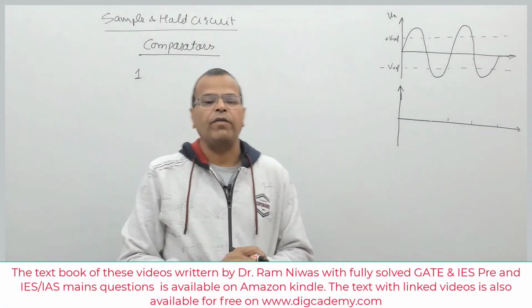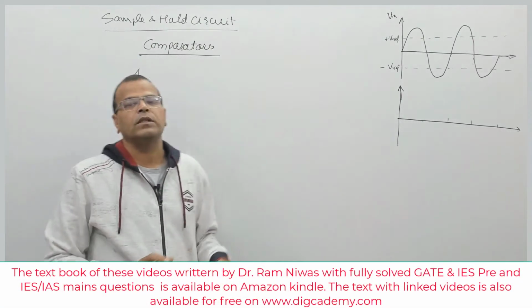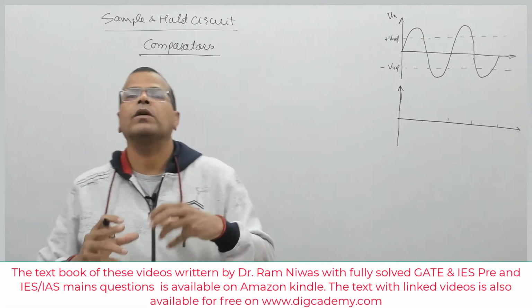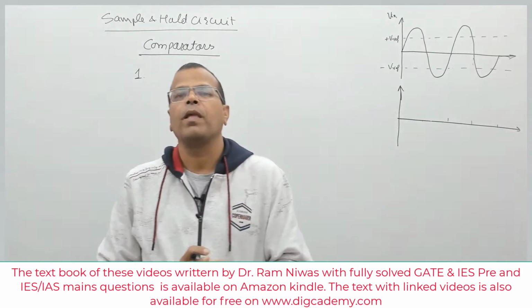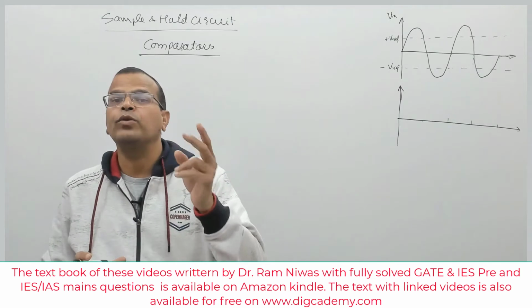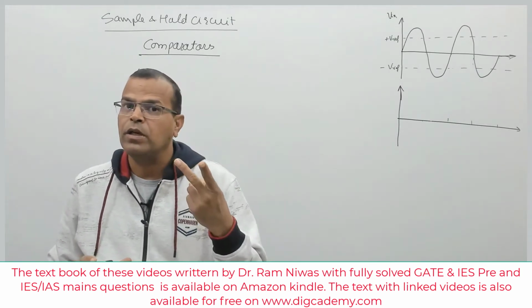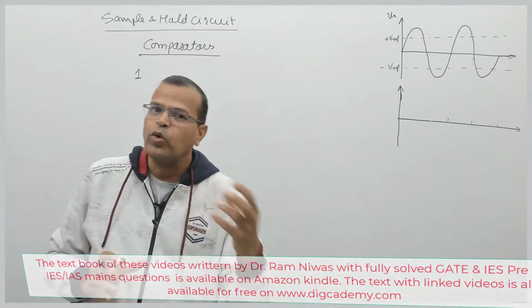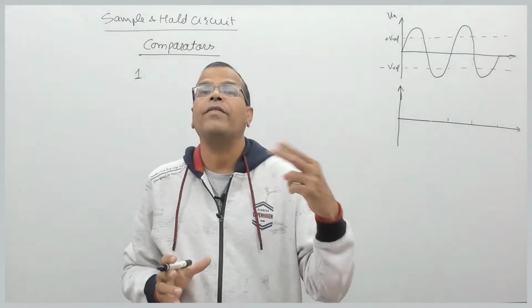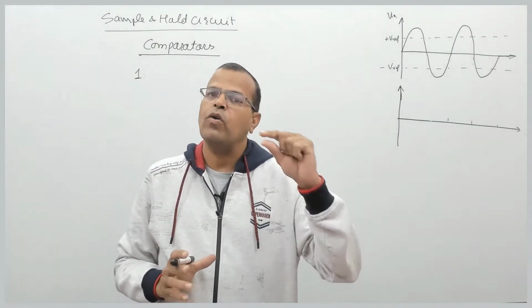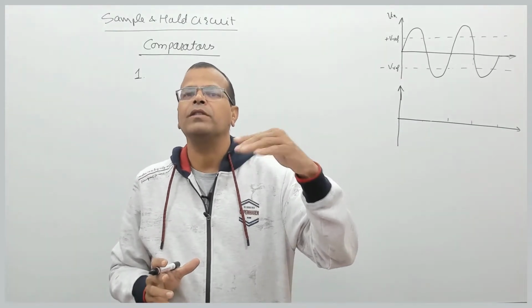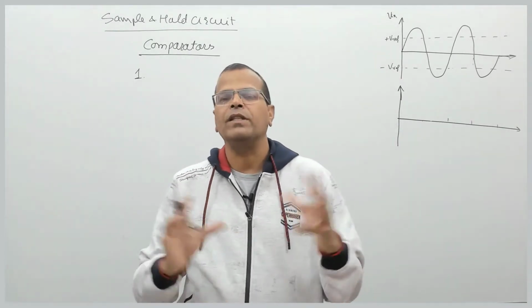Hello friends, now we will talk about comparator circuits. First of all, you should know the function performed by the comparator circuits. The comparator circuits are used to compare two signals. One is the unknown signal and the second is called the reference signal. So we compare the unknown signal with an already known signal, which is called a reference signal. We will see one by one.